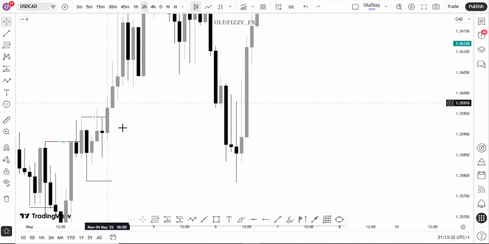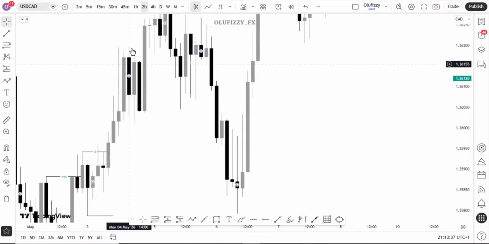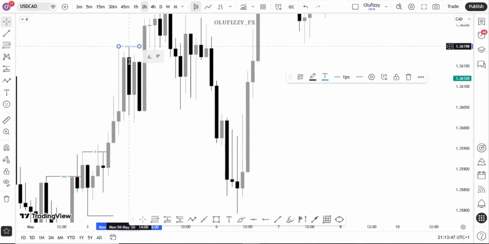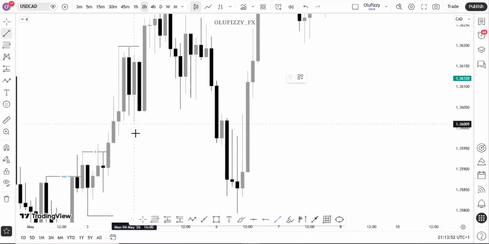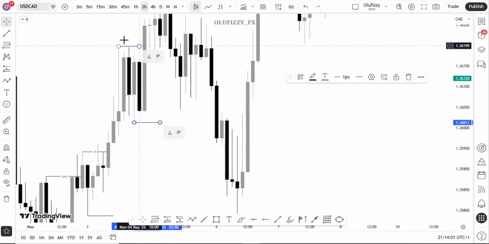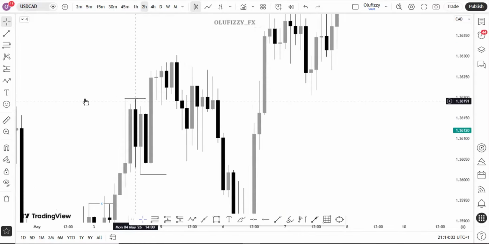So from there, price continues to the upside, and it formed another high here. So this is another high. After this high was formed, we have a swing low. So this is a swing low. We consider this as our swing low because this is the last low we have before price comes back to take out this high.